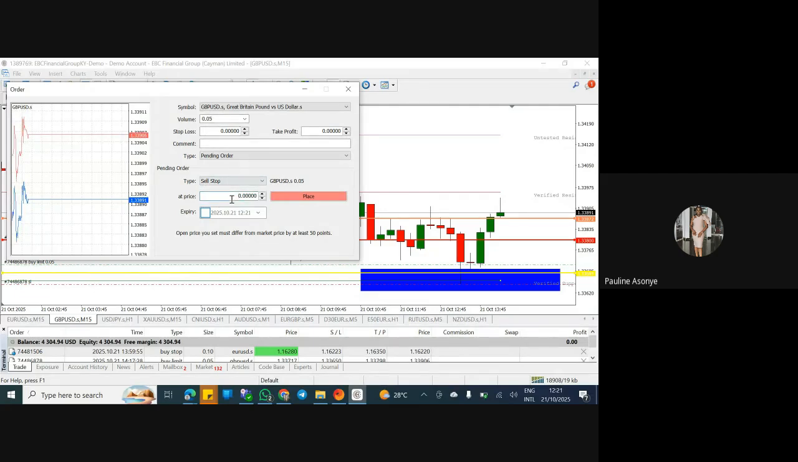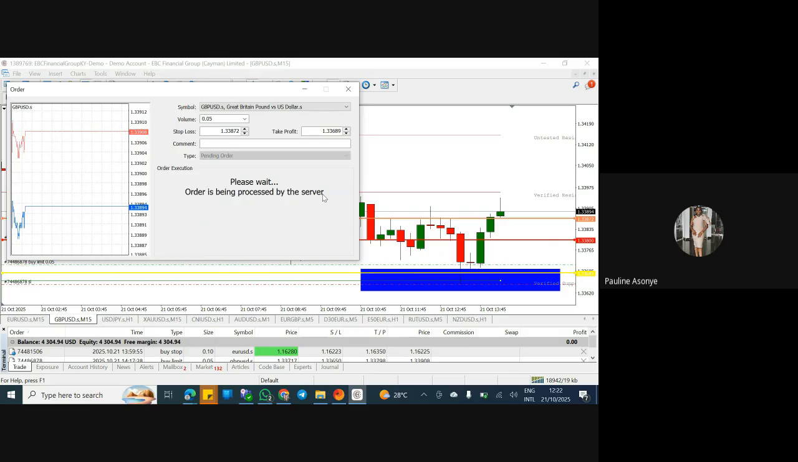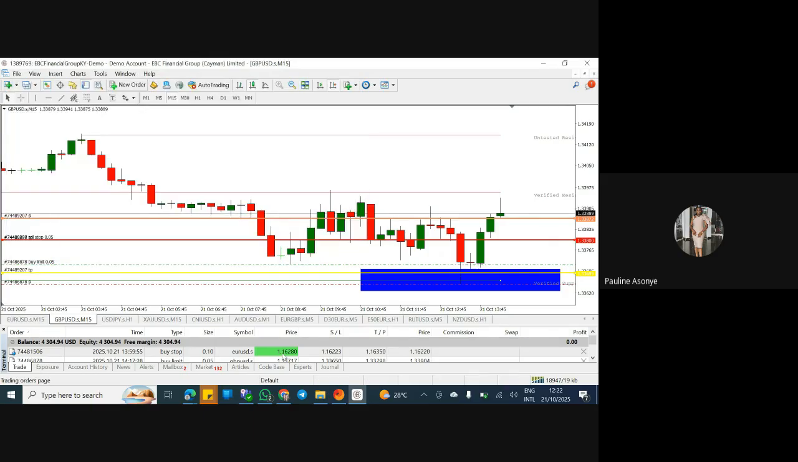My price is 1.33800, and my take profit, because it's yellow, is 1.33689. And my stop loss is 1.33872. Everything is perfect: volume, take profit, everything. Sell stop is on. I'm going to click on place, and we've placed a sell stop.